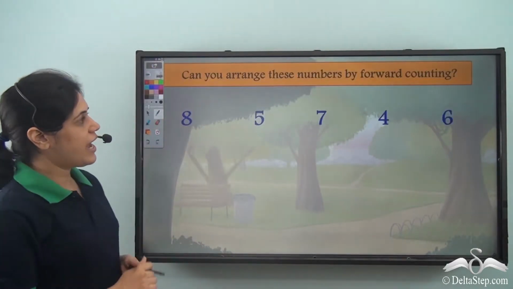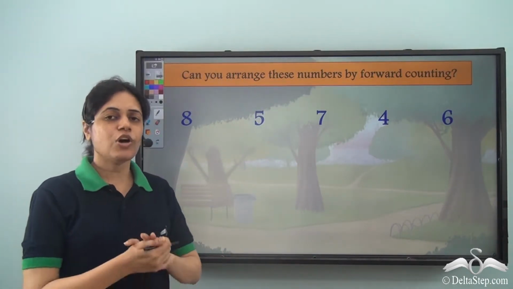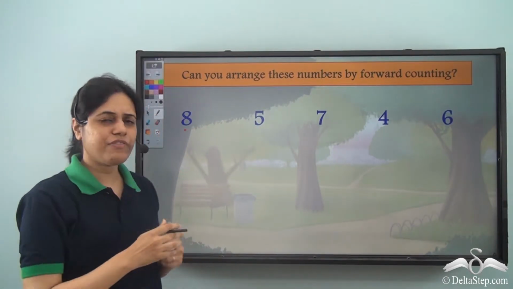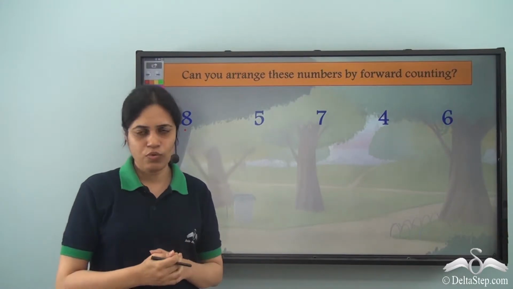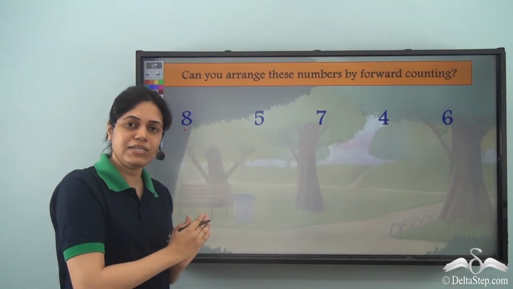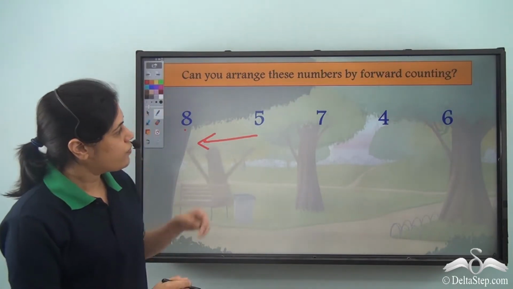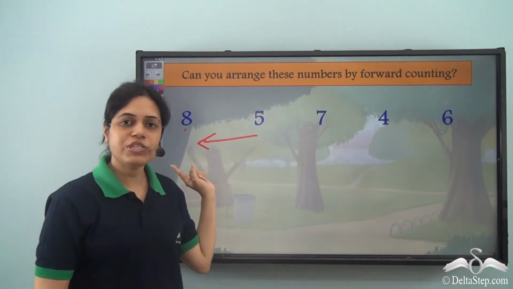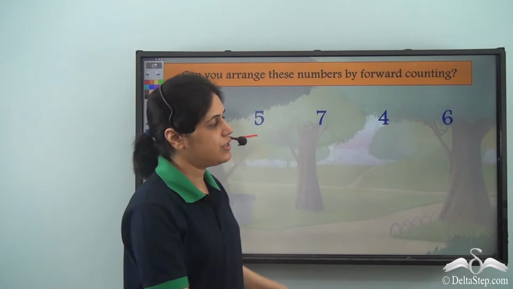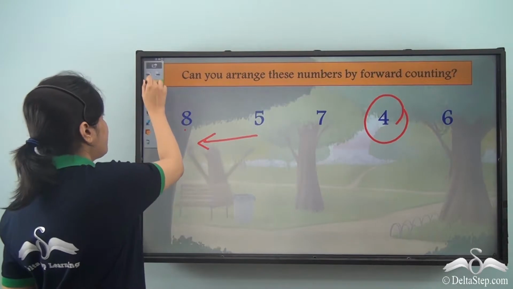So let us try and arrange these numbers, the given numbers, by forward counting. So how do we do that? So when we move from 8 to 5, are we moving a step ahead? No, we know that 5 comes before 8. So we are not moving ahead. In fact, it's moving backward. So we need to find which is the smallest number. So the smallest number here is 4, right? So we start with 4.